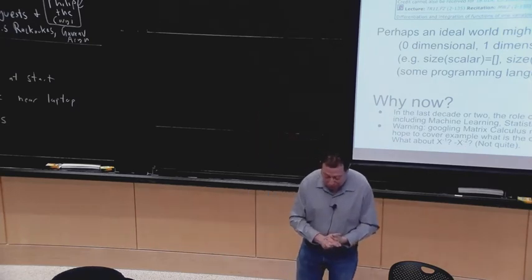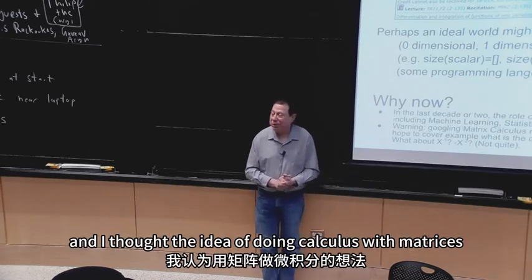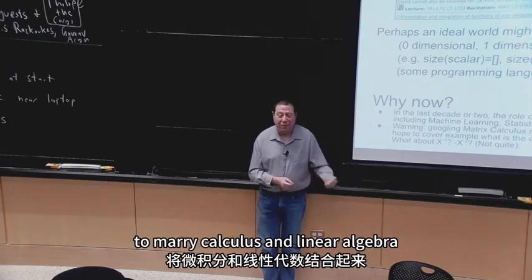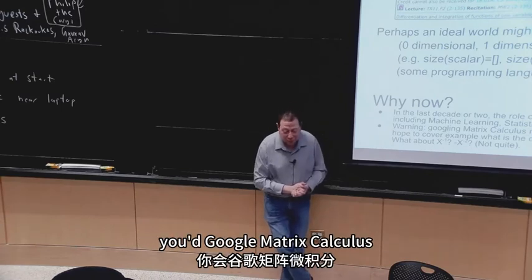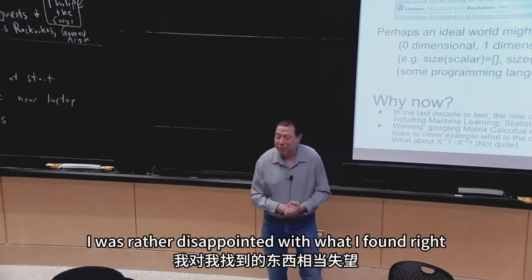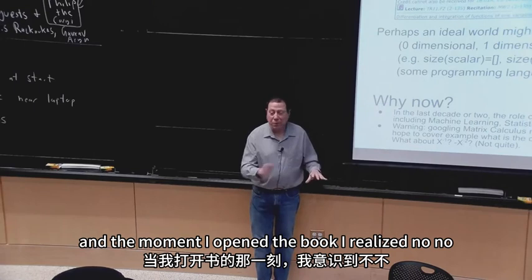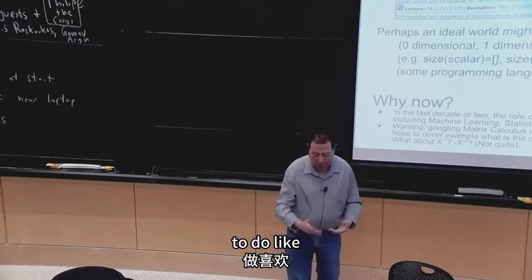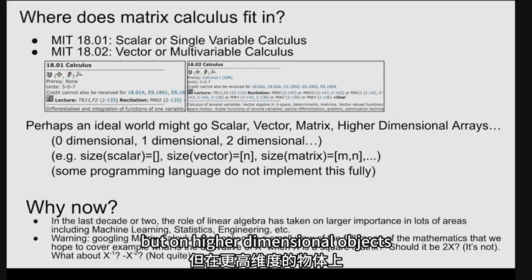But I've always been interested in matrix calculus. I always liked calculus to begin with, and I always liked linear algebra. I always thought it'd be fun to marry calculus and linear algebra. I used to go to the library, and then when Google came along, you'd Google matrix calculus. And up until fairly recently, I was rather disappointed with what I found. I found like 3 books, I think, with the title Matrix Calculus. And the moment I opened the book, I realized, no, this is not what I wanted at all. I wanted to be able to do the kind of calculus we did in college, 18.01, 18.02 calculus, but on higher dimensional objects.